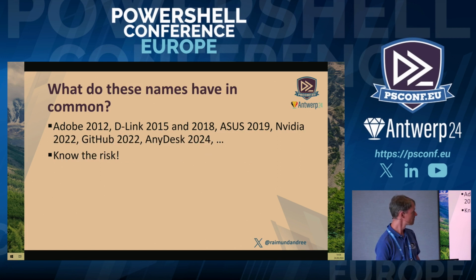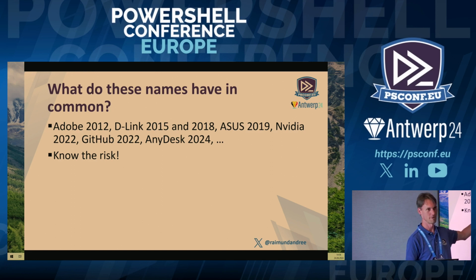And what do these names have in common? All these companies lost code signing certificate private keys. And then you ask yourself, how can it happen that a company like GitHub, I mean, there are definitely professional people working there, are losing code signing certificates, right? What happened there? Oh, D-Link even multiple times.